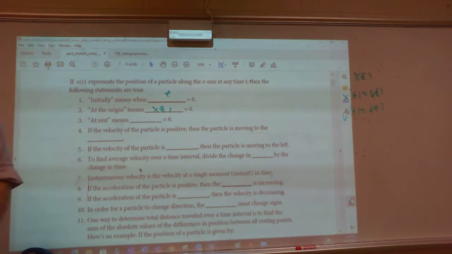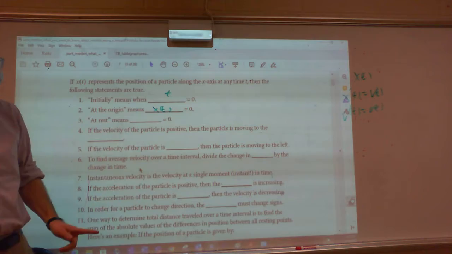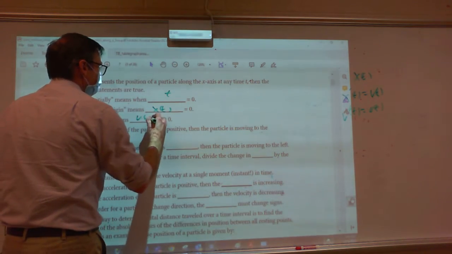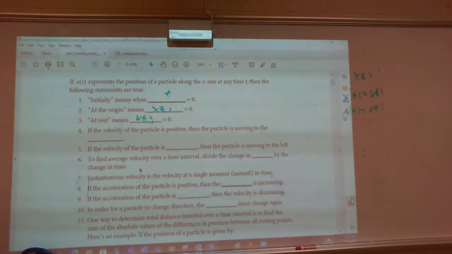Okay. At rest means what? The derivative of x, or velocity, equals 0. Right? Is this coming back, or did it ever leave? Okay.